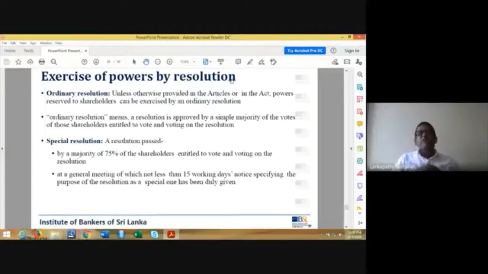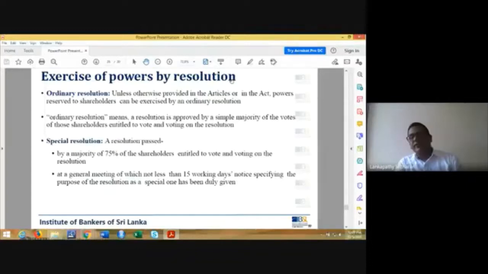The Company Act says that the Articles of Association can be changed by a special resolution. In that case, the company needs to pass a special resolution. But for other circumstances, if the Company Act or Articles of Association are silent, they can pass an ordinary resolution and carry on the business. And special resolution means a majority of 75% of the shareholders entitled to vote or voting on the resolution. It is called a special resolution. The general meeting requires not less than 15 working days notice, specifying the purpose of the resolution as a special one, duly given.